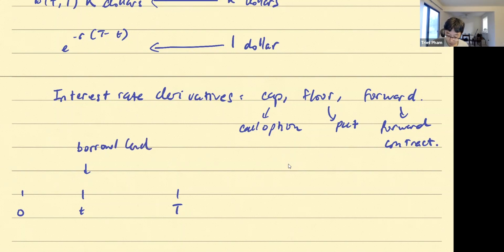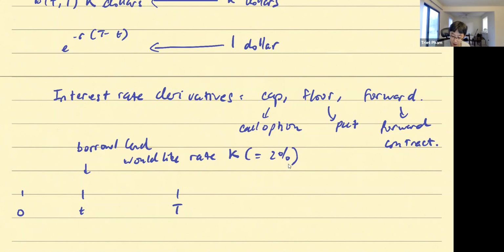And of course, from the point of view of time 0, you do not know what rate you will have access to at this time. Because if you borrow or lend at time little t, you will access the market at that time, so you will have to accept whatever rate they give you at that time. So of course, for your protection, what you would like is a rate, let's say K. I don't know, K is like 3%, 2%, whatever.